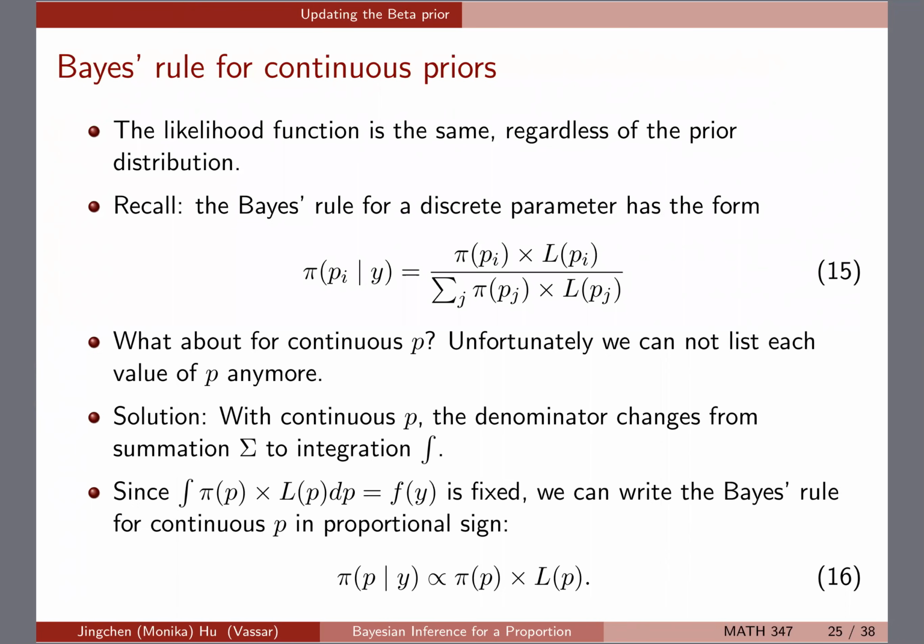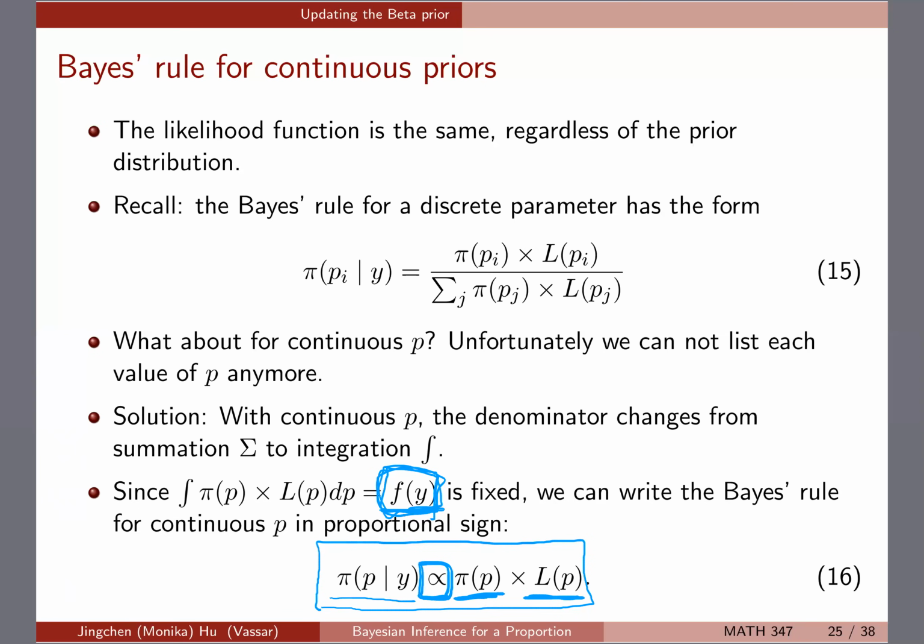For now, we're going to work with the simplified version. First of all, we assume that the denominator is fixed. We're going to talk about this maybe next time. And I want to introduce you to the pretty commonly used proportional expression of the posterior. If you look at this carefully, the left-hand side is the posterior distribution, P given Y. And it's proportional to the prior multiplied with the likelihood.